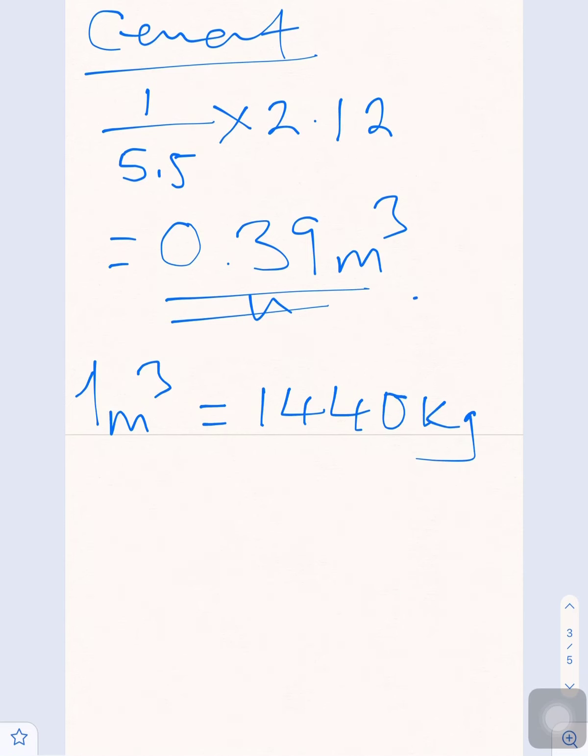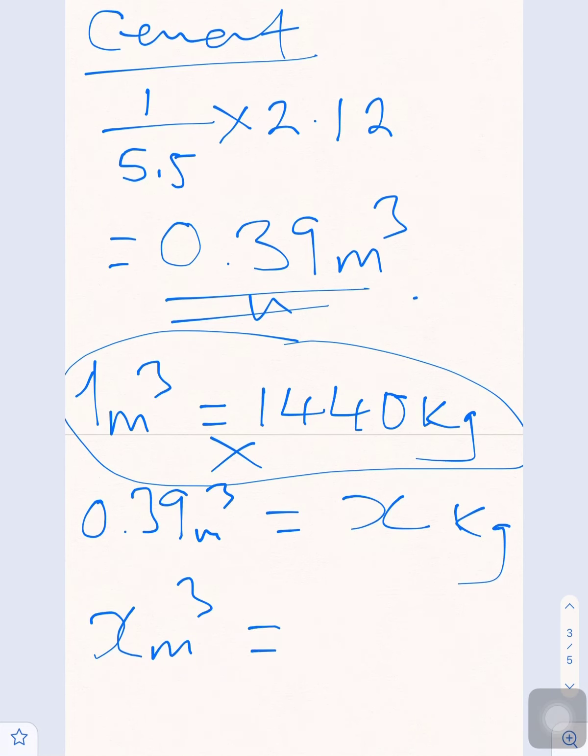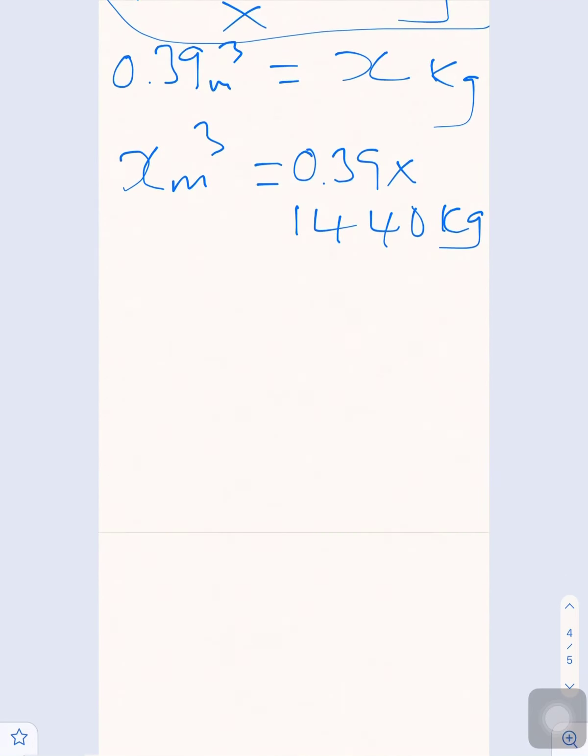Okay. Now we say, how about 0.39 cubic meters of cement? How many kilograms of cement is it going to give us? We use this ratio and we cross multiply. So we have our x cubic meter is equivalent to 0.39 multiplied by 1,440 kgs.